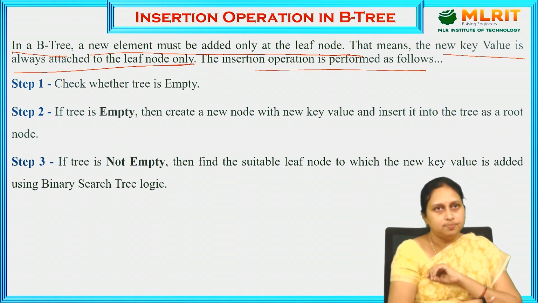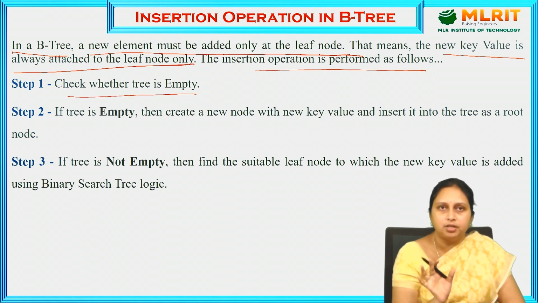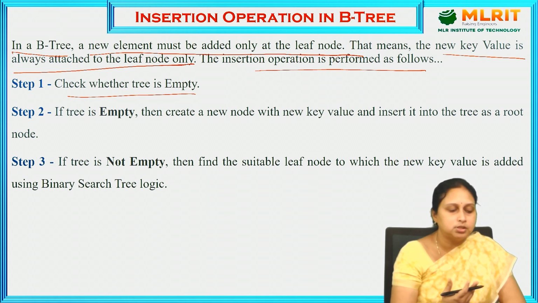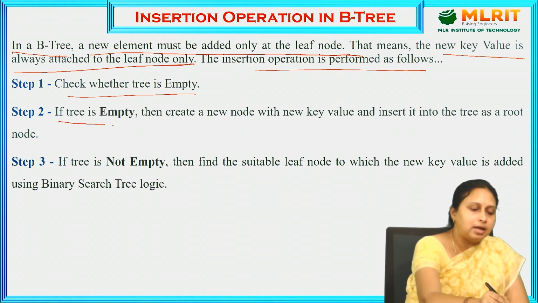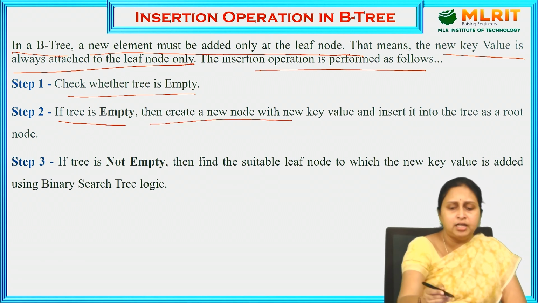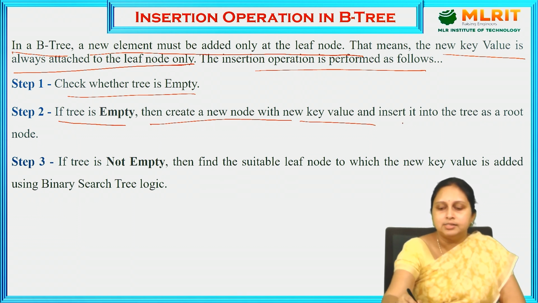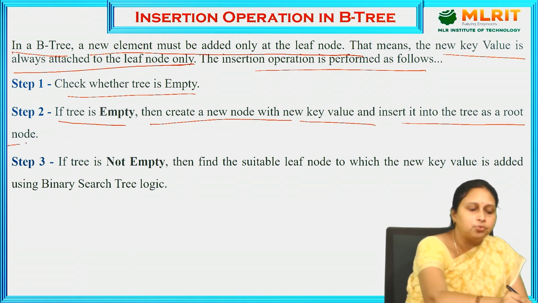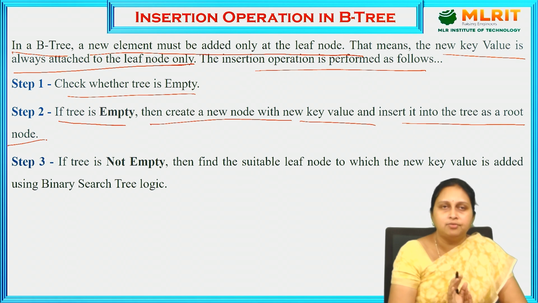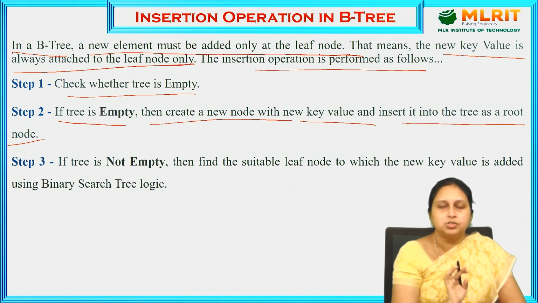The first step: check whether the tree is empty. If the tree is empty, then we create a new node with the new key value and insert it into the tree as the root node. If the tree is empty, that node will be inserted as the first key, and that will be considered the root node.